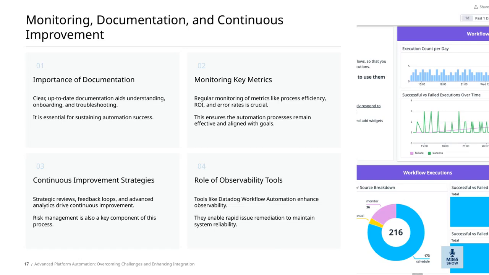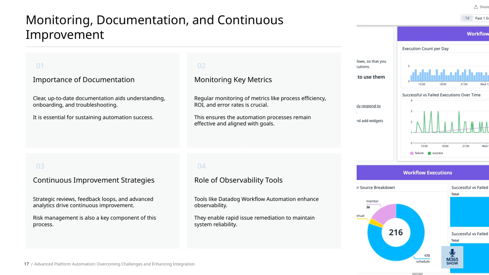Now, moving on to slide 17, let's talk about how advanced platform automation helps us overcome challenges and improve integration. Tools like Datadog workflow automation play a crucial role here by enhancing our observability. They allow us to quickly identify and resolve issues, which is vital for maintaining system reliability. Observability tools are at the heart of this process. They support strategic reviews, facilitate feedback loops, and enable us to leverage advanced analytics. All of these elements work together to drive continuous improvement.